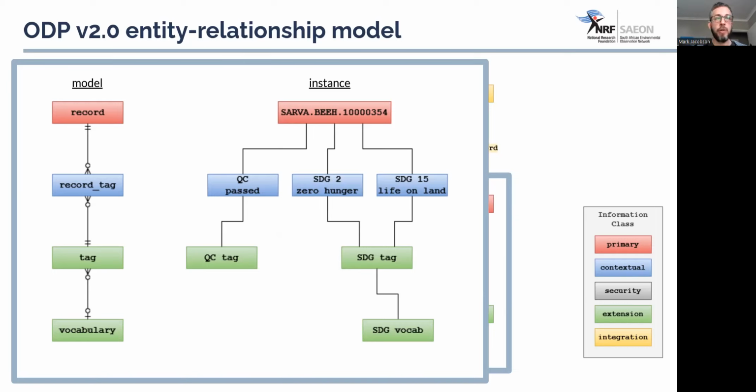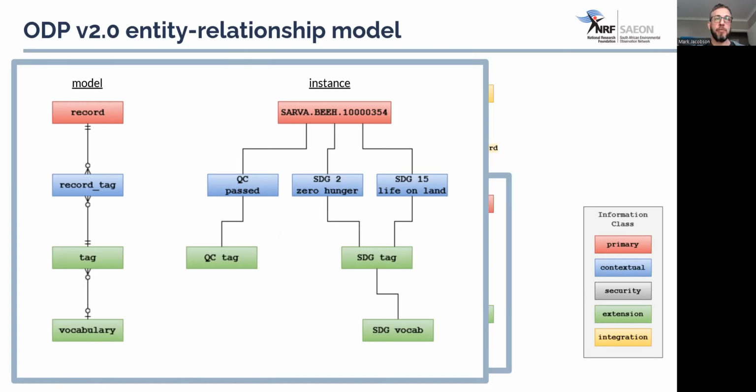This particular SAVA record relates to data about agricultural crop survival in relation to temperature variability. So we've tagged the record with SDG 2, which is about hunger and food security, and with SDG 15, which is about sustainable use of terrestrial ecosystems, amongst other things.